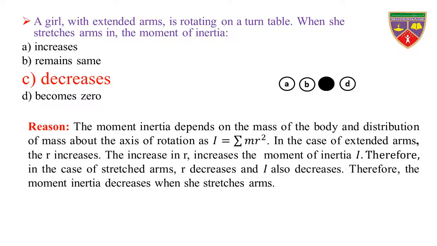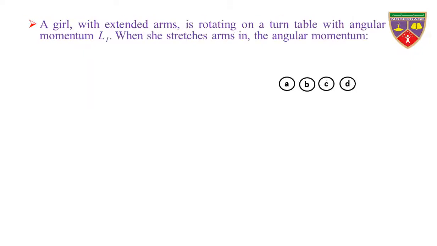Reason. The moment of inertia depends on the mass of the body and distribution of mass about the axis of rotation as I is equal to sigma m r square. In the case of extended arms, the r increases. The increase in r increases the moment of inertia I. Therefore, in the case of stretched-in arms, r decreases and I also decreases. Therefore, moment of inertia decreases when she stretches arms in. Hence, the moment of inertia decreases.